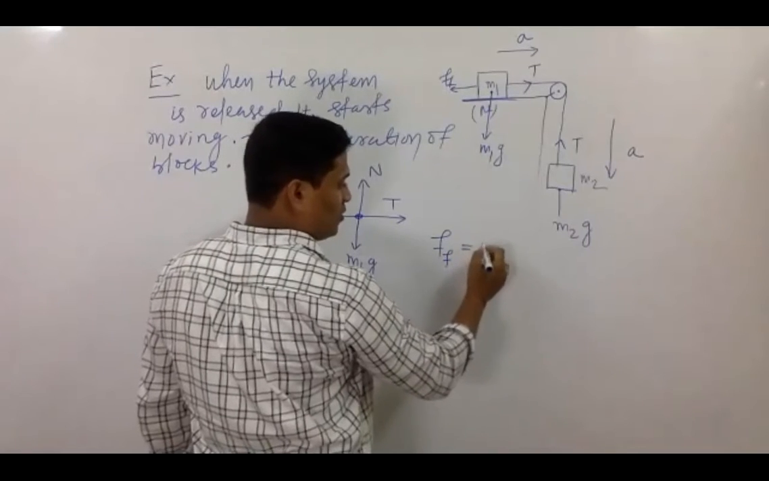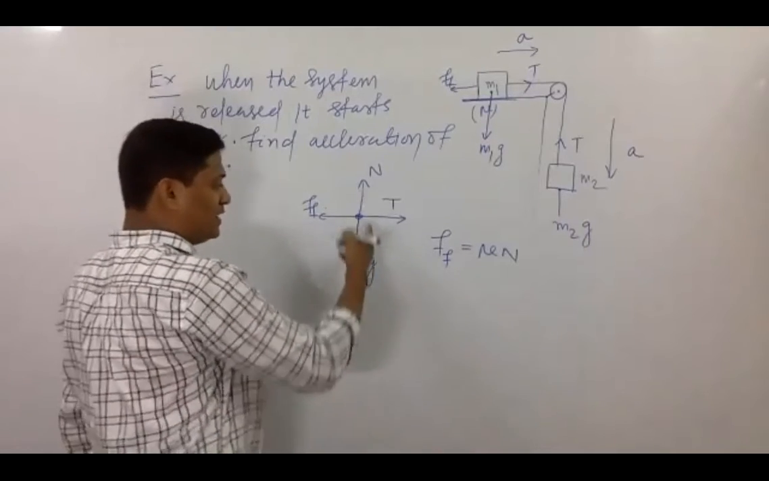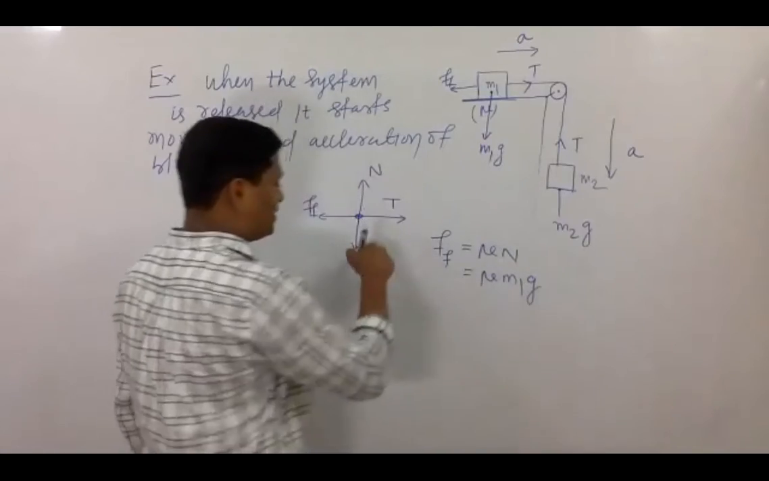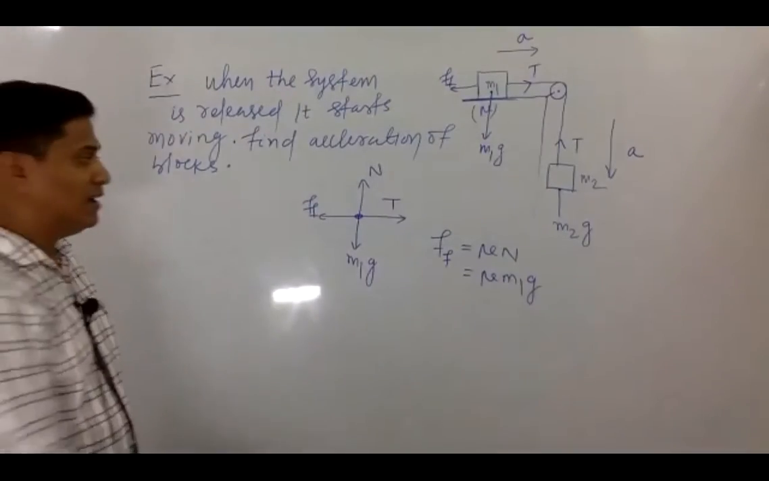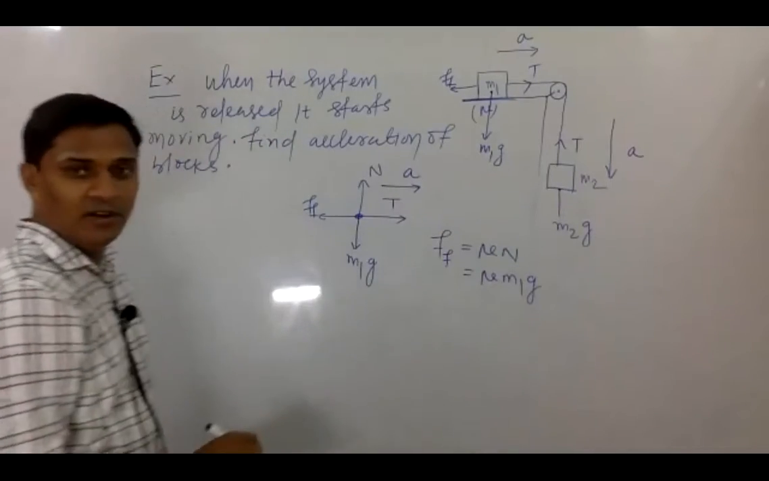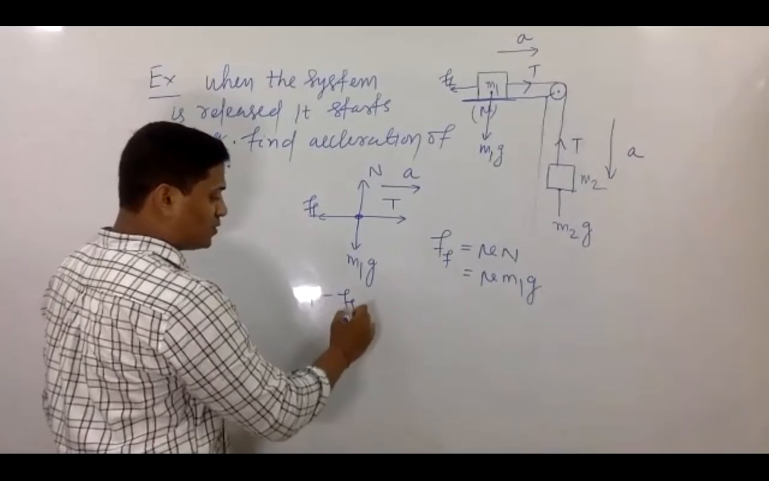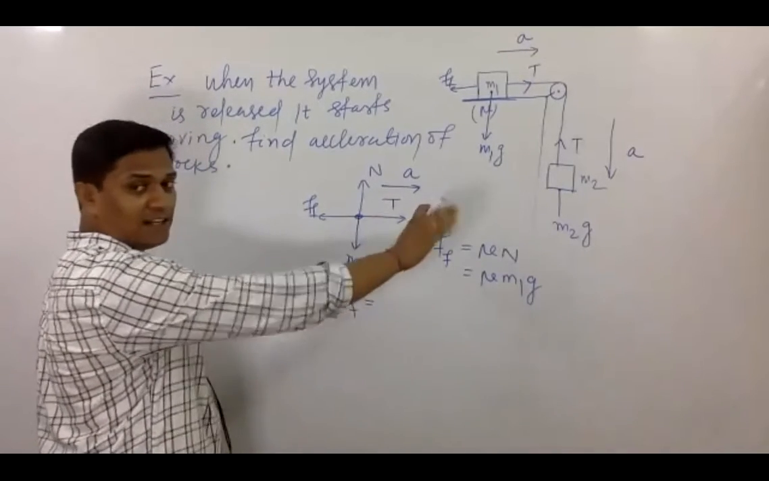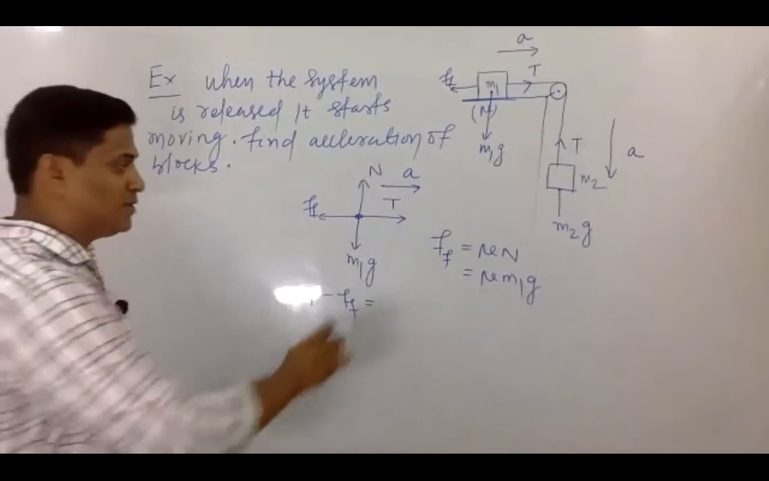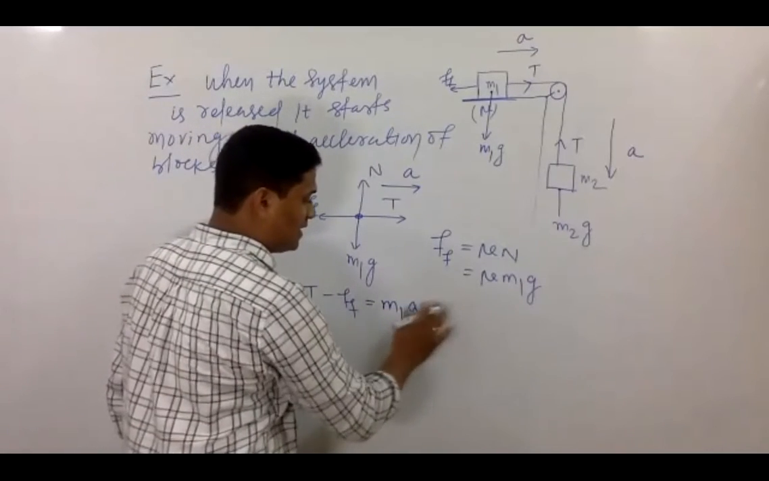Force of friction is equal to mu into N, and in this case N is equal to how much? M1g. Here the normal reaction is equal to m1 into g. The total system is moving, and m1 is moving with acceleration to the right side. So I can write tension T minus force of friction, since normal reaction and m1g are balanced, is equal to m1 into a. I can write this equation.